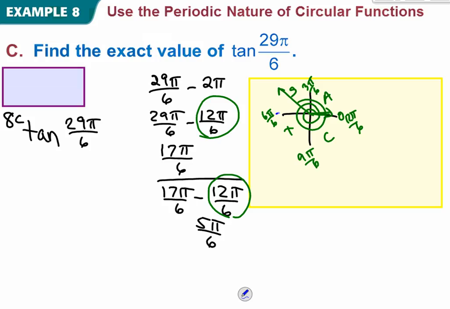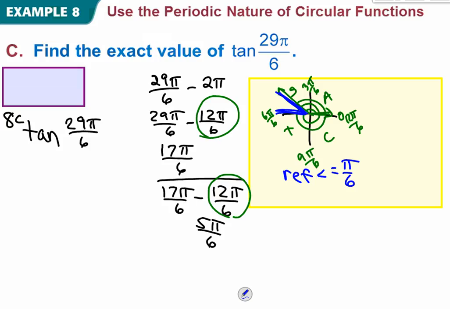Now, I need my reference angle, which is right there. And so what is my reference angle? If this is 6 pi over 6 and this was 5 pi over 6, what's that reference angle? Reference angle is pi over 6. And we're finding the tangent. We're in this quadrant. Is tangent positive or negative?